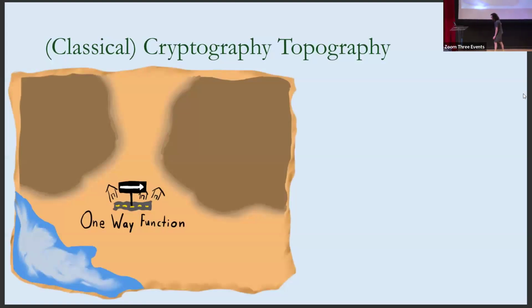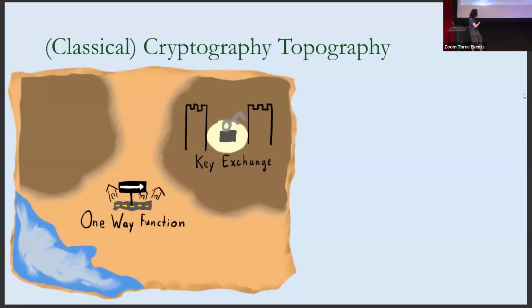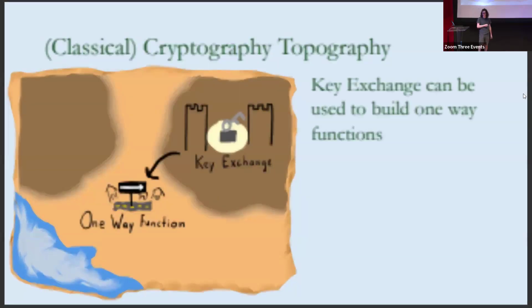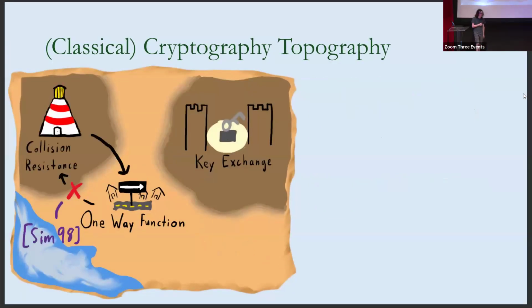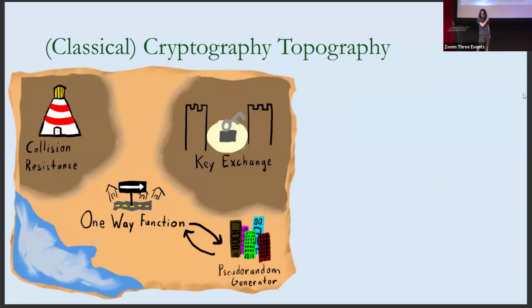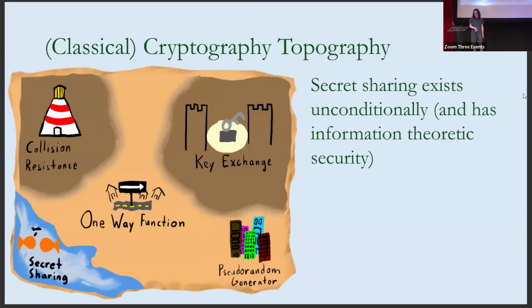Okay, so I'm going to begin by talking about the kind of map of classical cryptography. We can place all cryptographic primitives on a map with primitives that can be built from each other downhill of them. So one-way functions are going to be below key exchange, since we can build one-way functions from key exchange, but we cannot build key exchange from one-way functions. Similarly, collision resistance is above one-way functions. Pseudorandom generators are on the same level as one-way functions. And secret sharing is information theoretically secure, and so is in the ocean, downhill of everything, including one-way functions.